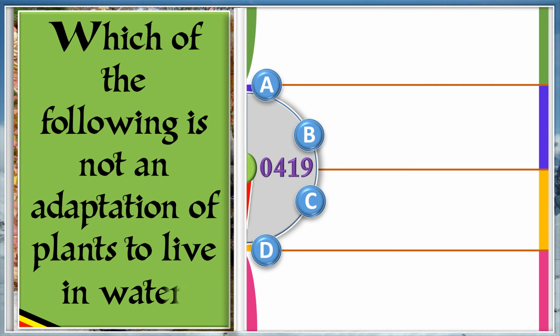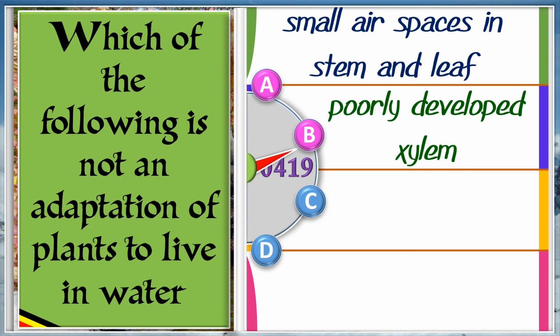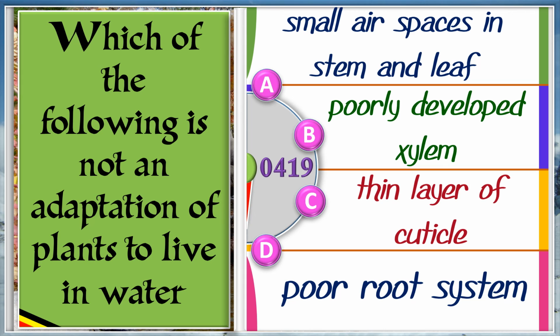Which of the following is not an adaptation of plants to live in water? A. Small air spaces in stem and leaf. B. Poorly developed xylem. C. Thin layer of cuticle. D. Poor root system. And the answer is A. Small air spaces in stem and leaf.